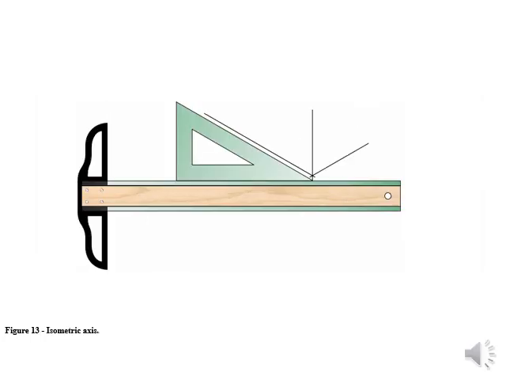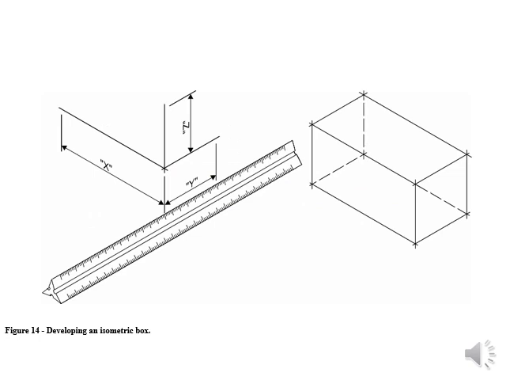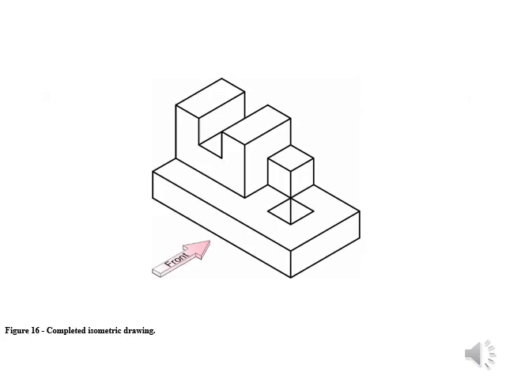You can use a T-square with set squares on them to get your angles. You can use a 30, 60, 90 triangle. And this is just figure 14 shows you the actual development of the box. So they started out with their corner, they went back 30 degrees, and then the other lines are all parallel to the first ones. And that's what your completed isometric sketch would look like.